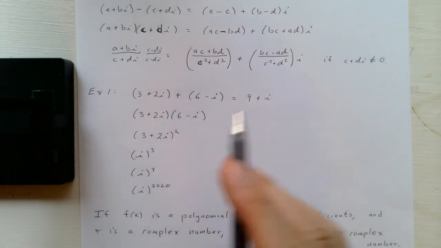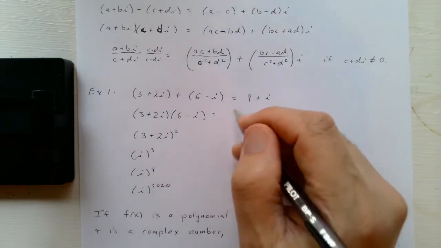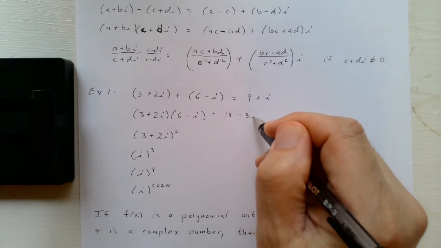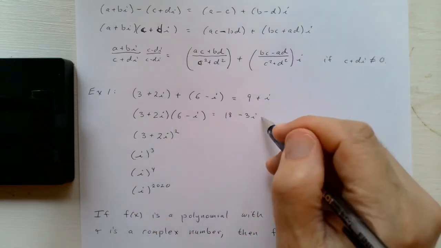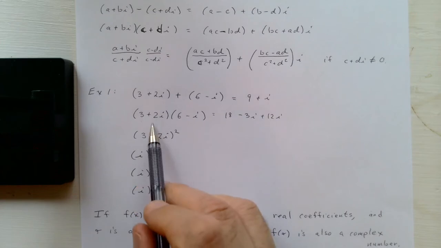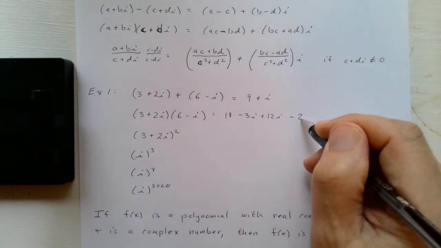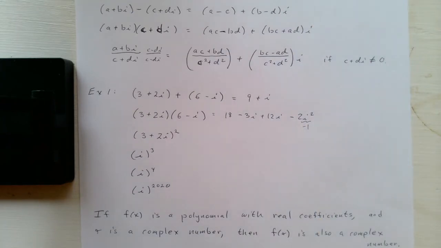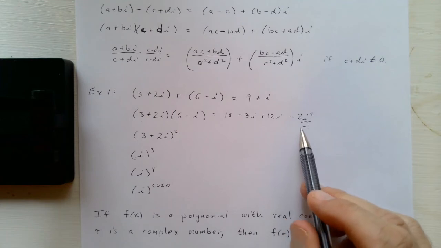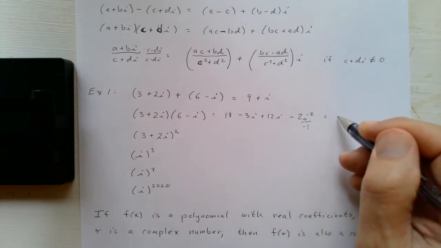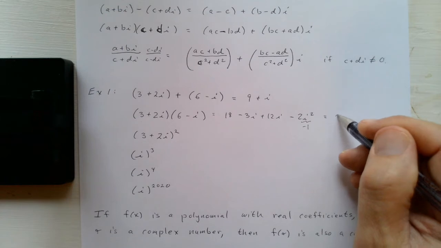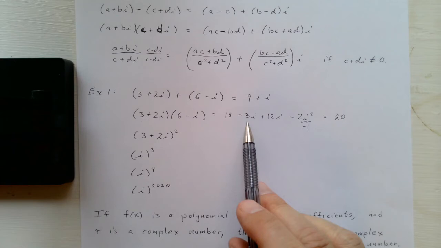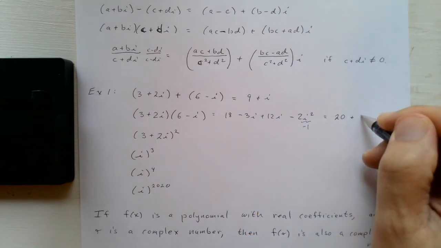For this, if we multiply these out, let's FOIL them. 3 times 6 is 18. 3 times minus i is minus 3i. 2i times 6 is 12i. And then 2i times minus i would be minus 2i squared. But just remember, i squared is minus 1. So this is going to be a plus 2. So this should be equal to 20, because we have 18 plus 2 is 20, and then we have negative 3i plus 12i, that's plus 9i.